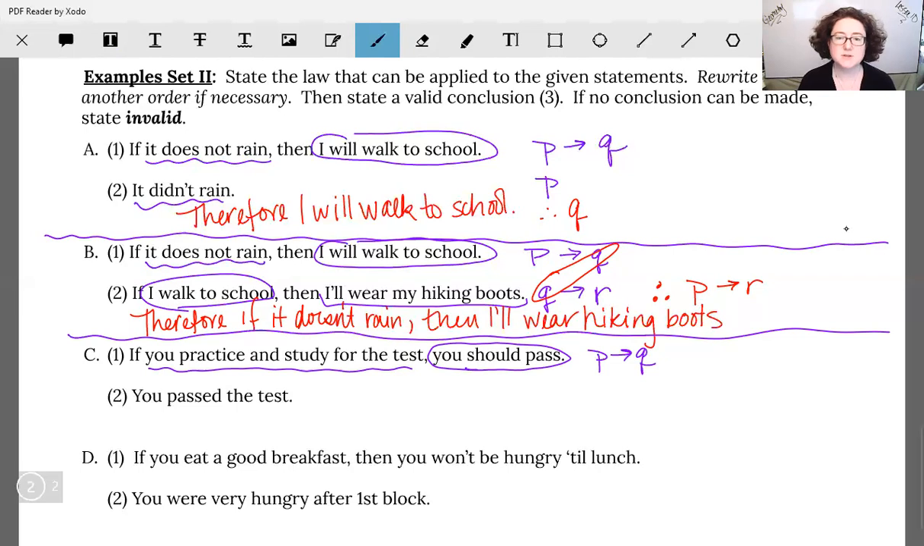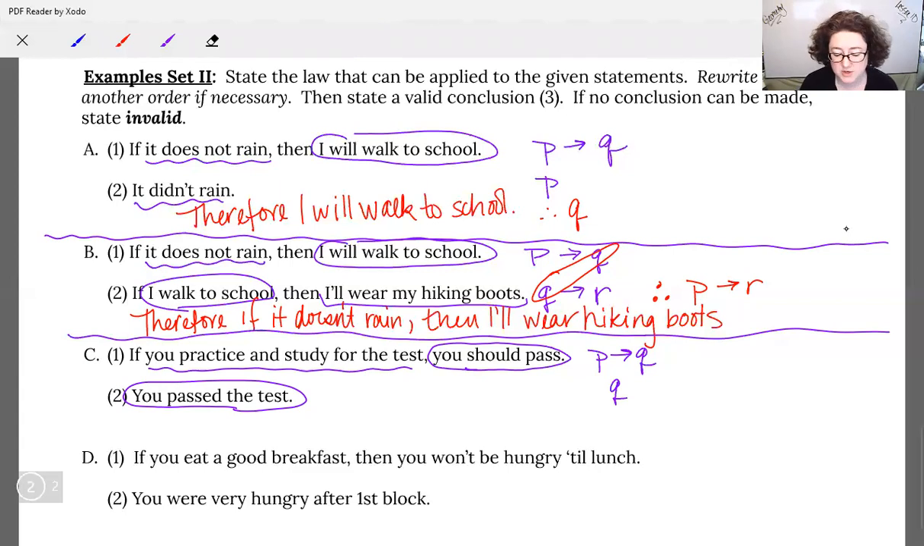You passed the test. Wait a second. That's a repeat of that second idea, isn't it? So that's repeating Q. We don't have a pattern that repeats just the plain old Q. It's close to contrapositive, but we would have to have the not, the negation, in there. So unfortunately, that means I can't make a conclusion on this. We're going to call this one invalid.